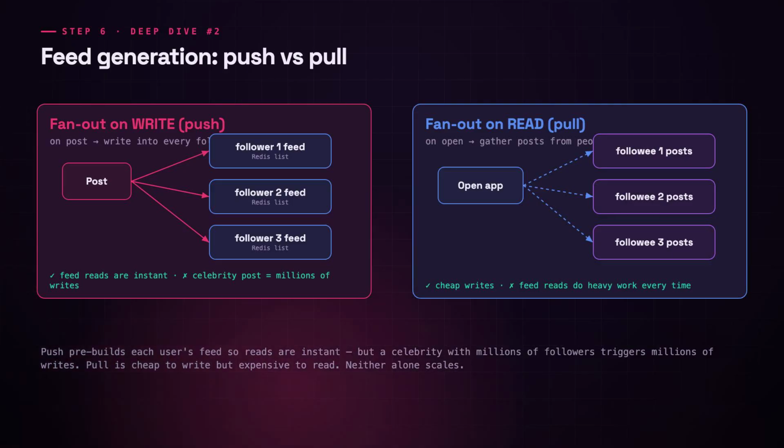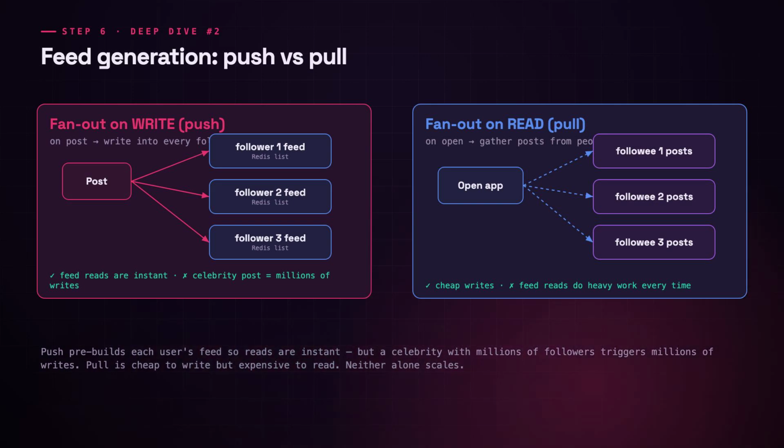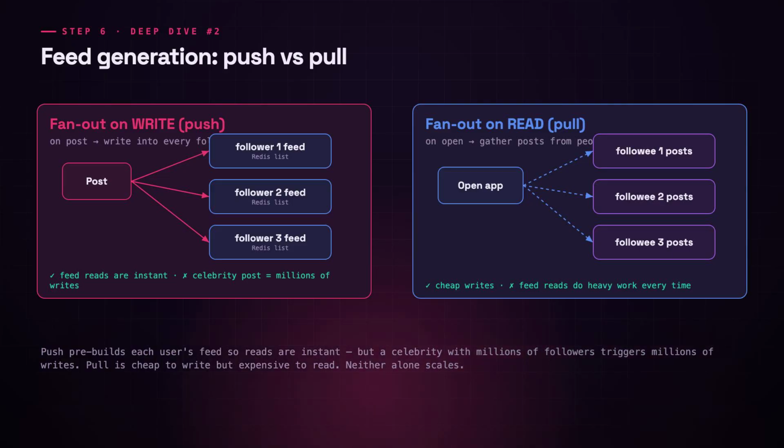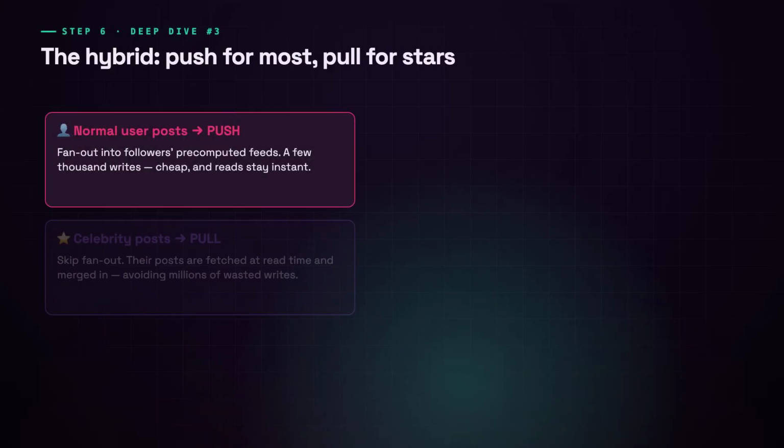Fan out on read, also called pull, does the opposite. We build nothing on write and instead gather posts from everyone you follow the moment you open the app. Writes are cheap, but now every feed load does heavy work. Each approach has a fatal flaw at scale. And that flaw is celebrities.